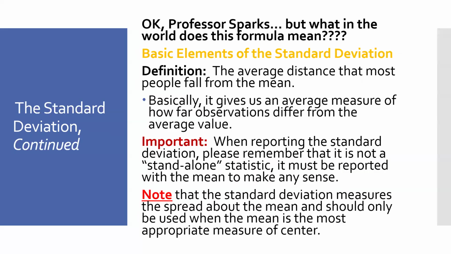Okay, Professor Sparks, but what does the formula actually mean? I get that you're showing me these things. It's fine. But give me what it's really supposed to be about. Here you go. The standard deviation basically says the average distance that most people's responses fall from the mean of all the responses, how far those observations differ on average from the mean itself.